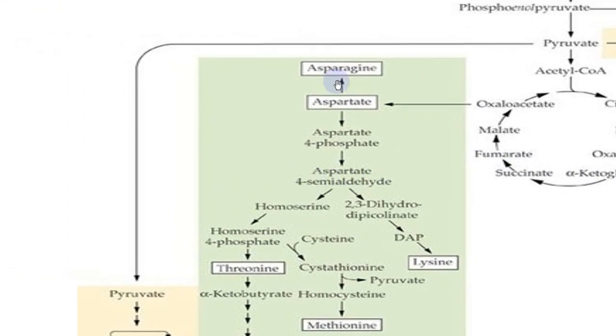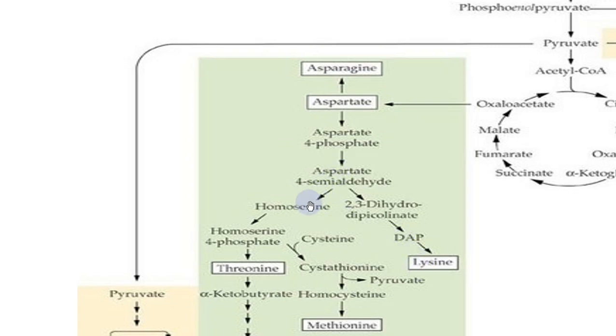In another part, oxaloacetate gets involved in the formation of aspartate, or aspartic acid, which may transaminate to form asparagine. Further, it may get phosphorylated to 4-phosphates, and that leads to the formation of dipicolinate, which further gives you lysine, a type of amino acid.